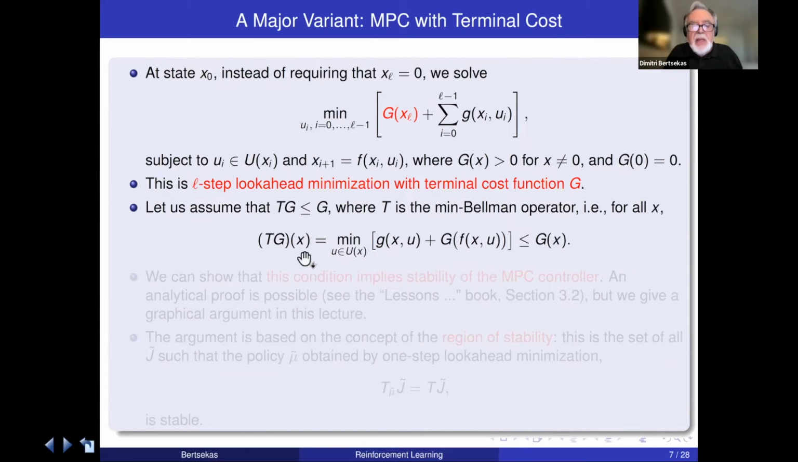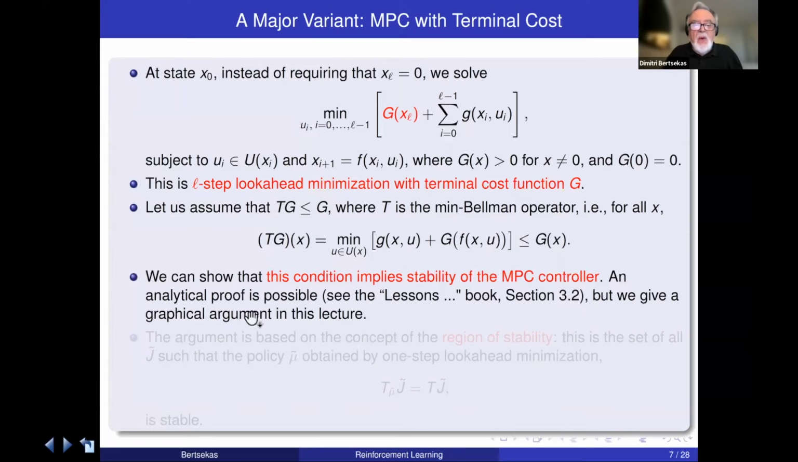And this expression encodes the T operator acting on G. G is a function of x and TG of x is another function of x, and we require this condition. You may notice also that this condition looks quite familiar, and in fact pretty close to the sequential improvement condition that we've been dealing with in rollout. Now, we can show that this condition implies stability of the MPC controller that solves this problem at every step and uses the first control of the optimal sequence at that state.